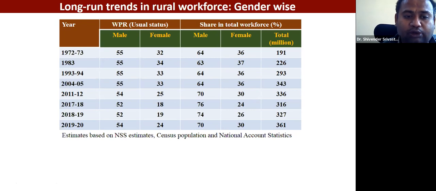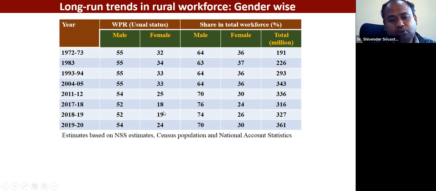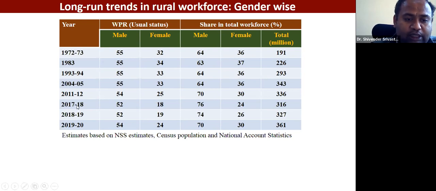Even after 11-12, if you see the trend using the NSS and PLFS surveys, by 2017-18 female workforce further declined from 25% to 18%. And that's why its share in total workforce declined to 24%. So you can see that we have the empirical evidence at the macro level, which shows that we are seeing a defeminizing trend in the agriculture rural workforce.